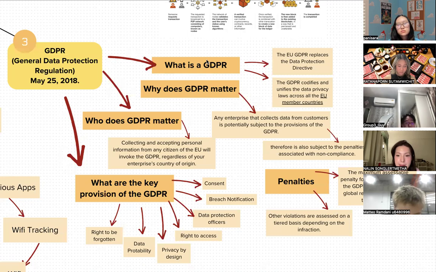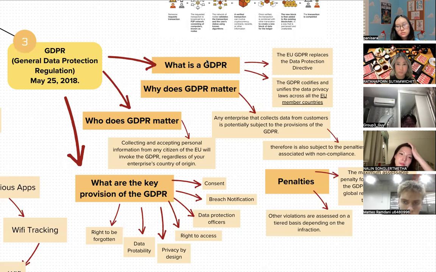And who does GDPR matter to? Just any enterprise or any business that's doing business within the European Union. So anyone working within business or e-business will count as within the GDPR's scope. The key provisions of the GDPR are the consent of both the customer and the business, breach notification, a data protection officer so they can protect your information, the right to access your data, privacy by design, and the right to be forgotten.